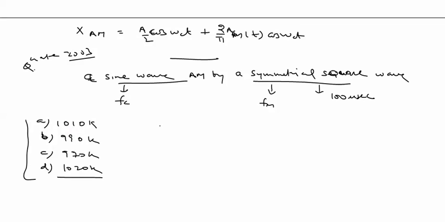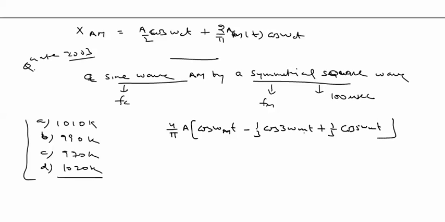Symmetrical square wave: the Fourier series of a symmetrical square wave is 4 by pi, cos omega mt, minus 1 by 3 cos 3 omega mt, plus 1 by 5 cos 5 omega mt. In this case, it is playing the role of the message signal. We want to multiply it with cos omega ct. Now multiple inputs are available to us, which means it is a case of multi-tone.